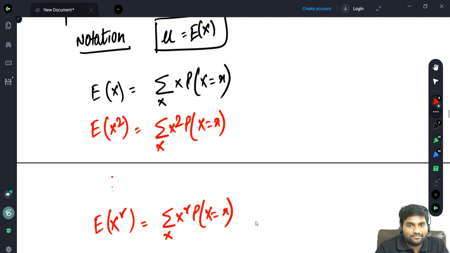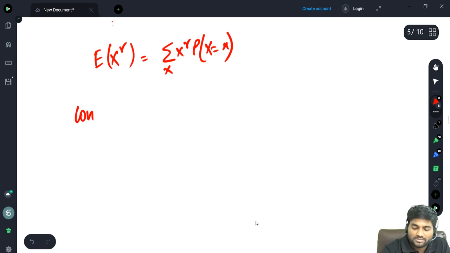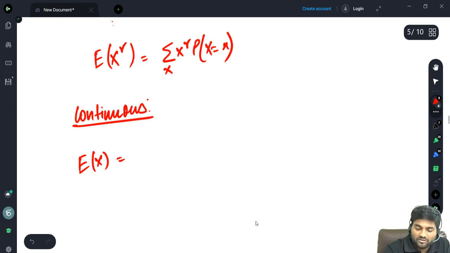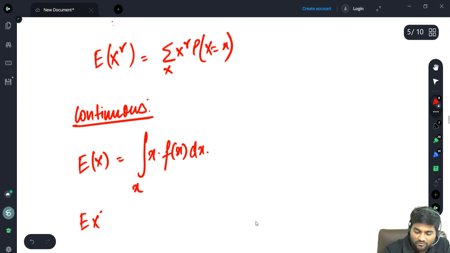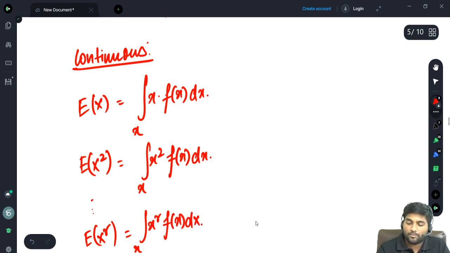In discrete it is summation and in continuous it is integration. So in continuous, expectation of x will be what? Integrating over the range of x, x into fx dx. Expectation of x square will be what? Integrating over the range of x, x square into fx dx. And expectation of x to the power r, integrating over the range of x, x to the power r into fx dx. Please copy.